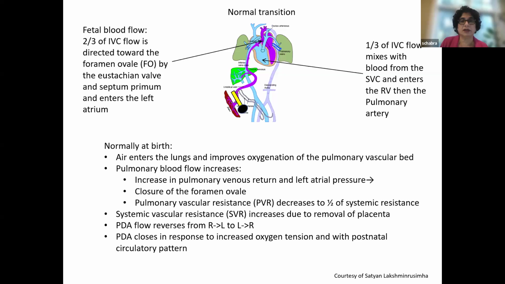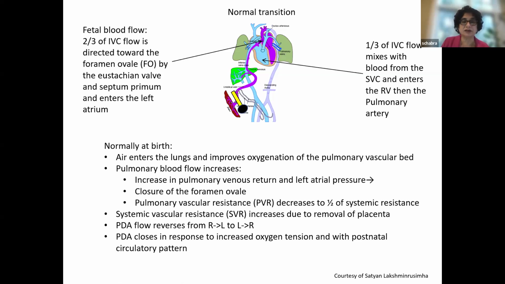So here we talk about what happens at birth, the transition from fetal circulation to neonatal circulation. Air will enter the lungs, and this improves oxygenation of the pulmonary vascular bed, and pulmonary blood flow then increases, which in turn increases the pulmonary venous return and increases left atrial pressure, which will cause closure of the foramen ovale. The pulmonary vascular resistance decreases to 50% of systemic resistance.